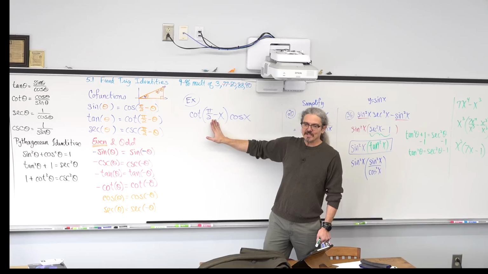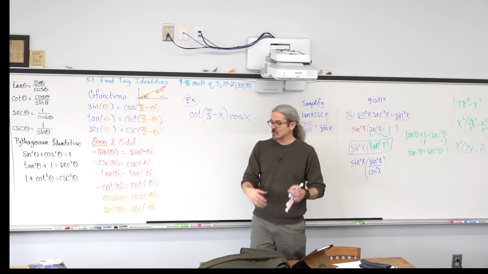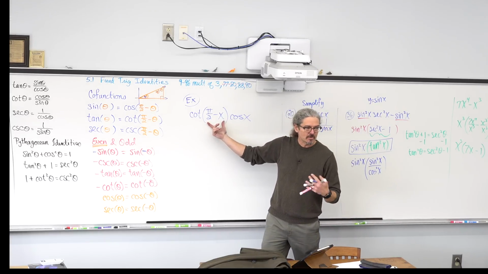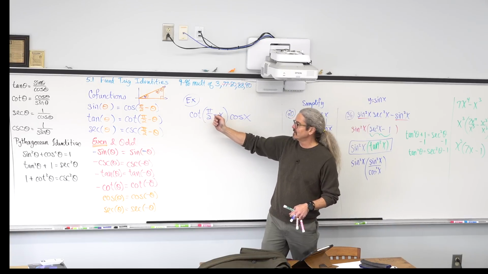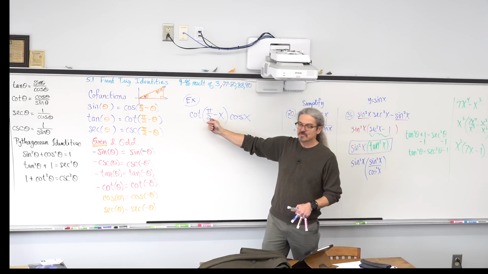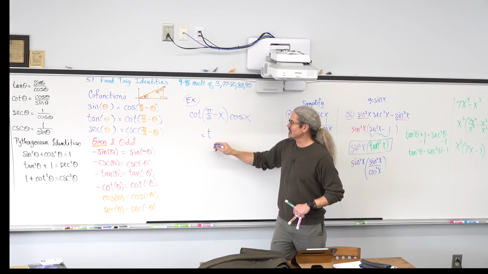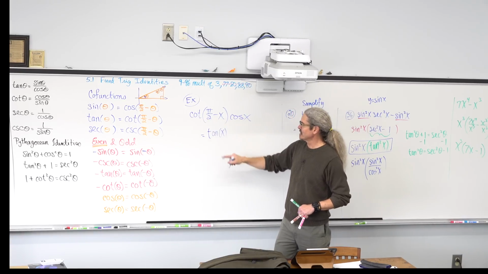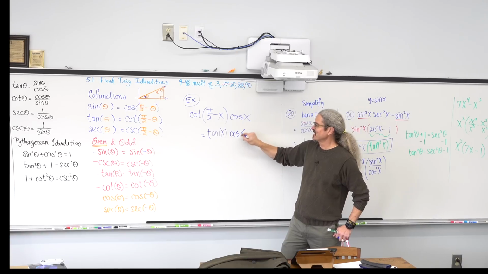When you start seeing weird looking angles like pi over 2 minus x or a 3x, or in the future, whenever you see a sum or difference of angles, you're going to want to rewrite that so that there's not a sum or difference of angles. So cotangent of pi over 2 minus x, pi over 2 is like 90 degrees, right? It's a radian version of 90 degrees. 90 minus x, that kind of sounds like what? A complementary angle. Tangent and cotangent. Cofunctions are equal when their angles are complementary. So cotangent of pi over 2 minus x is equivalent to tangent of x times the cosine of x.